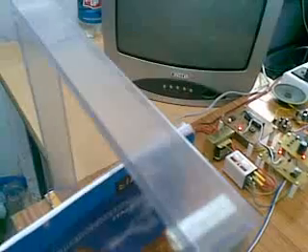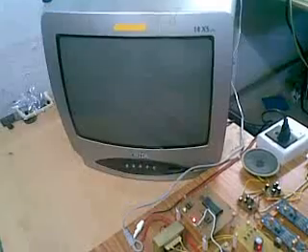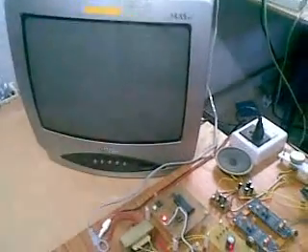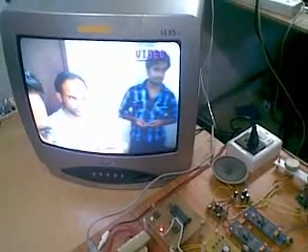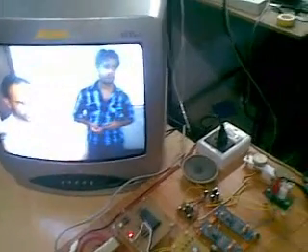by an obstacle. You can see immediately the television starts. You can see the television starts and the person sitting inside can communicate.